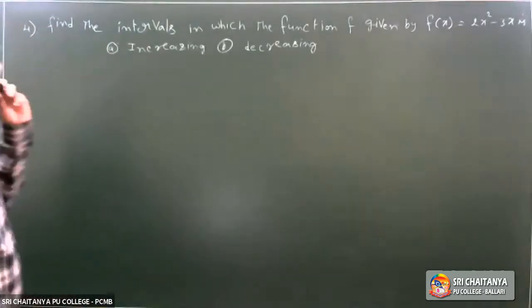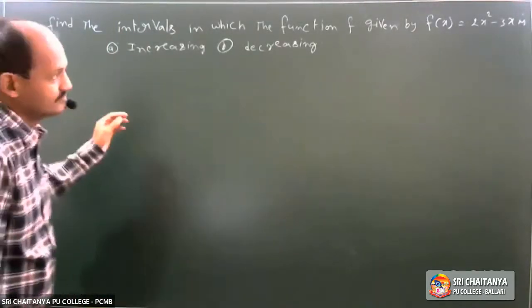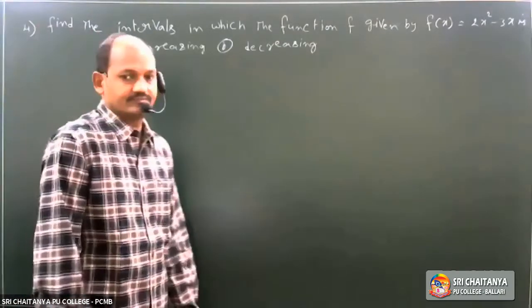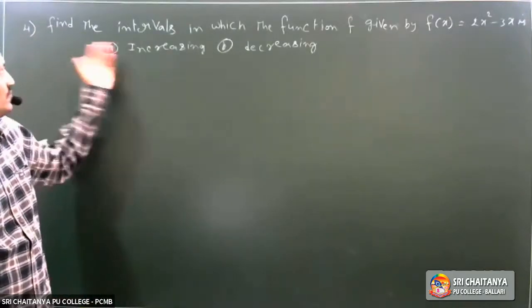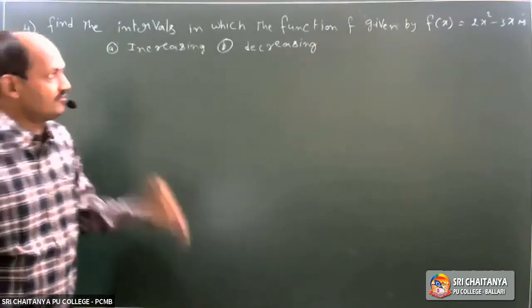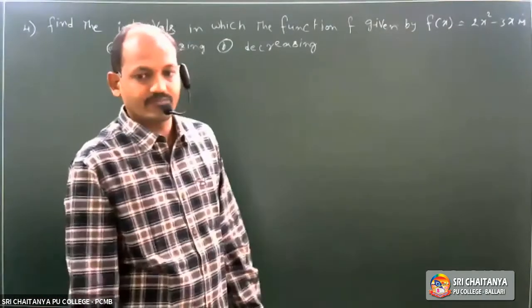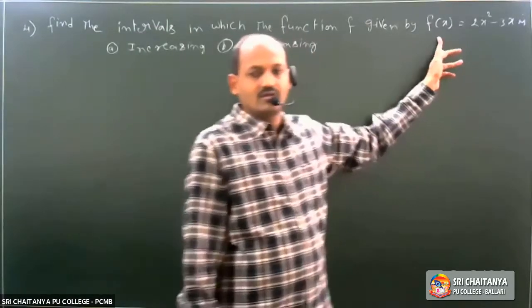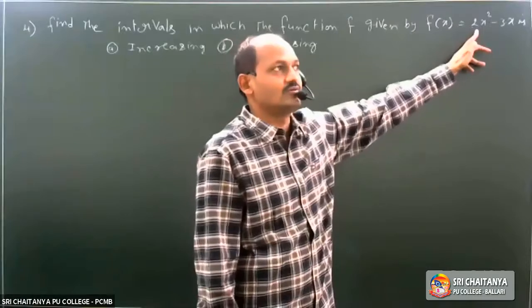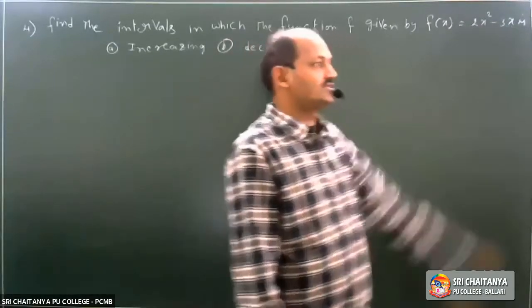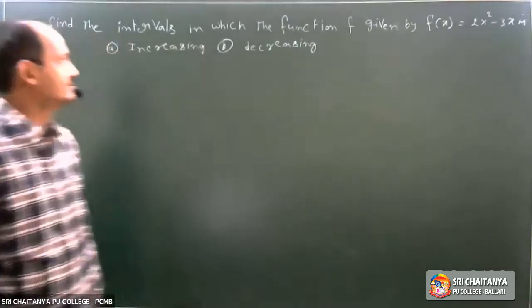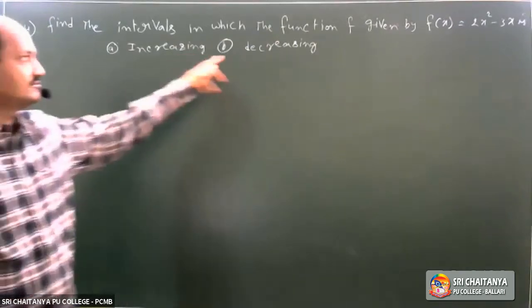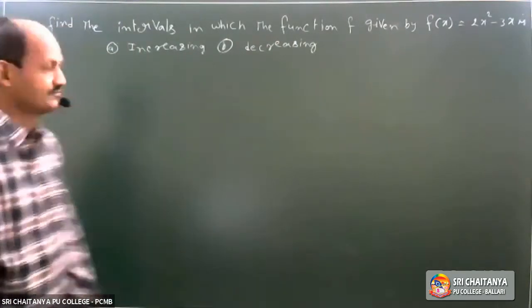Fourth question. Find the intervals in which the function f given by f of x is equal to 2x square minus 3x is (a) increasing, (b) decreasing.